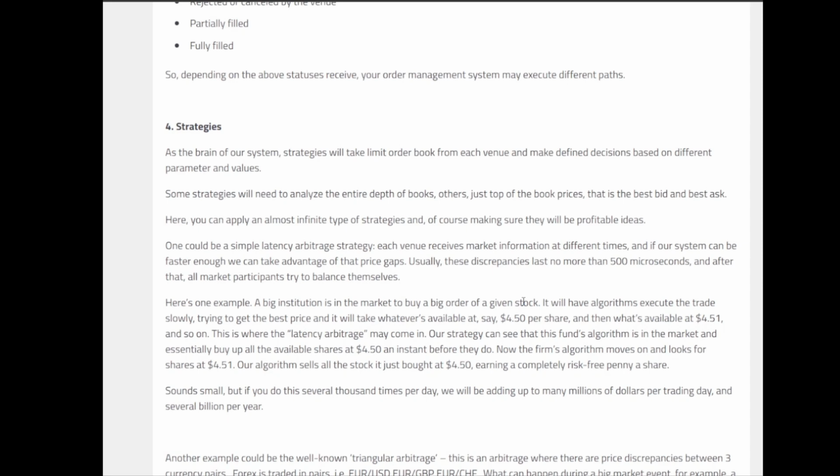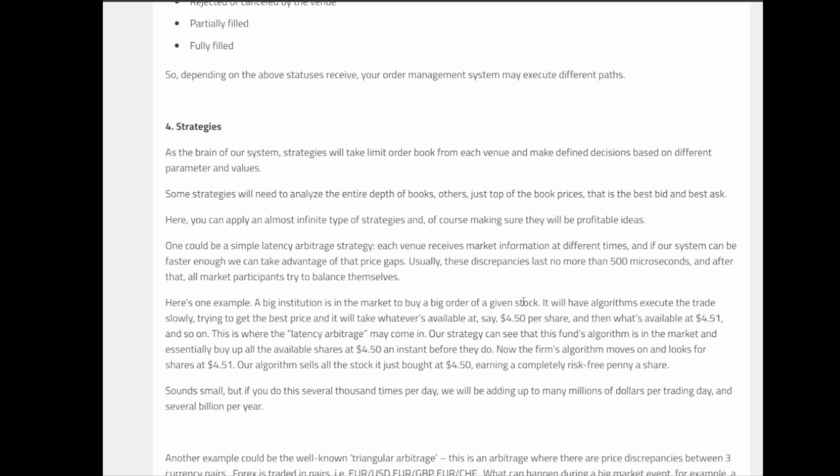Now, once I've ordered that much, all the orders at $4.50 might be filled, and the price might go to $4.51. A lot of people might be selling at $4.52, 53 cents. Now I'll come back to the market, and they cannot buy at that price. In the meantime, when I have bought the shares, I would sell those shares at $4.51.